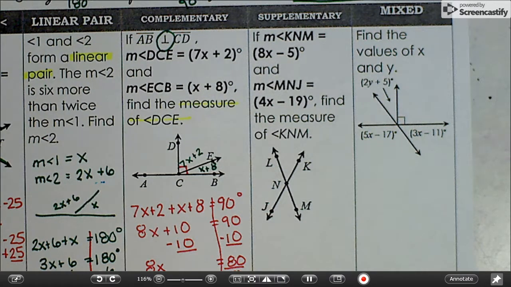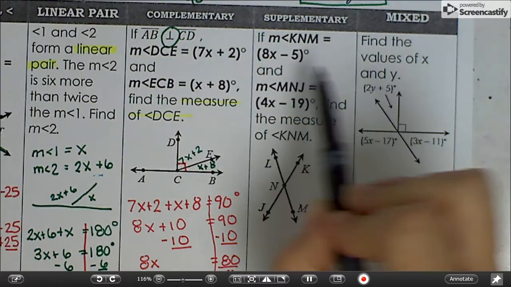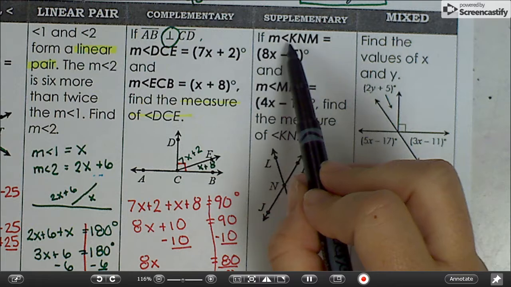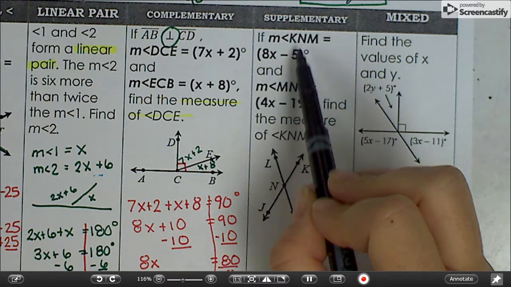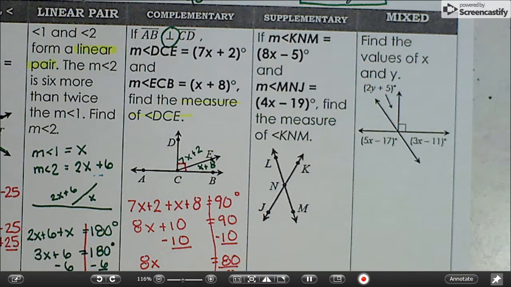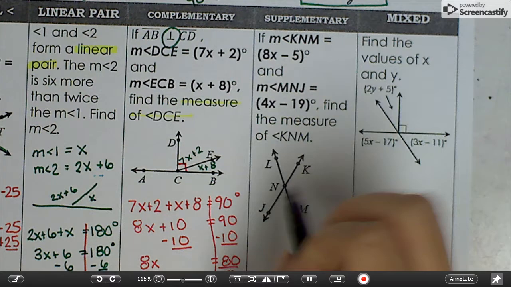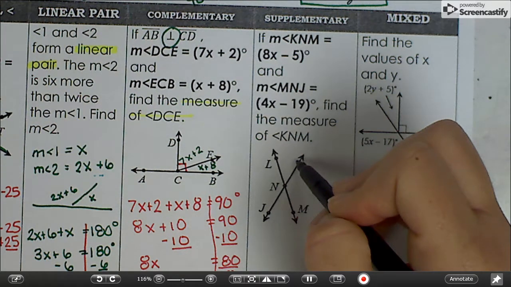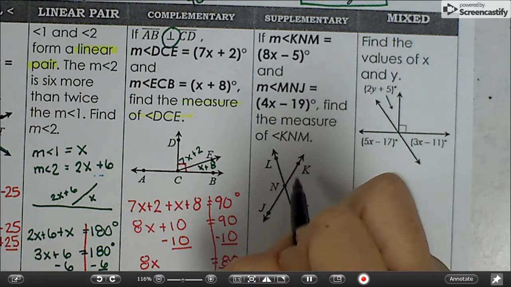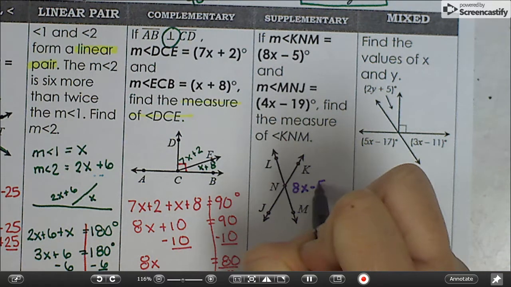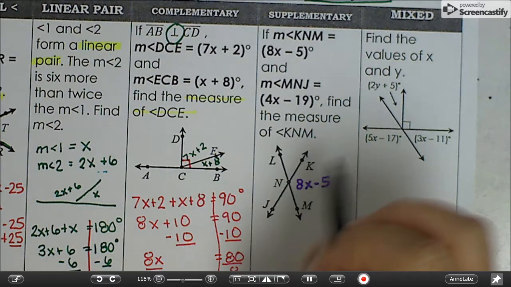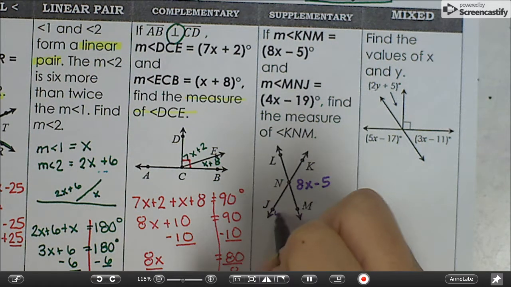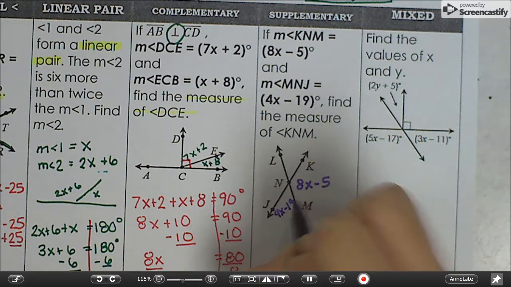Supplementary angles. If, and I'm not going to read the whole thing to you, it tells you this, one angle is this, one angle is that. We want to know the measure of one of them. So we're going to plug that into the picture and just write what we need. So K and M is 8x minus 5. M and J is 4x minus 19.